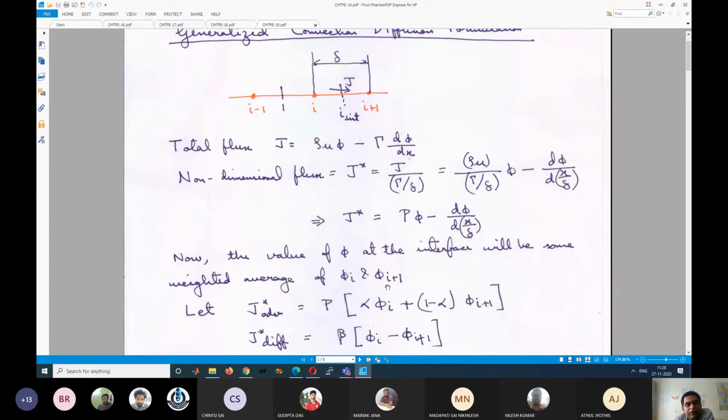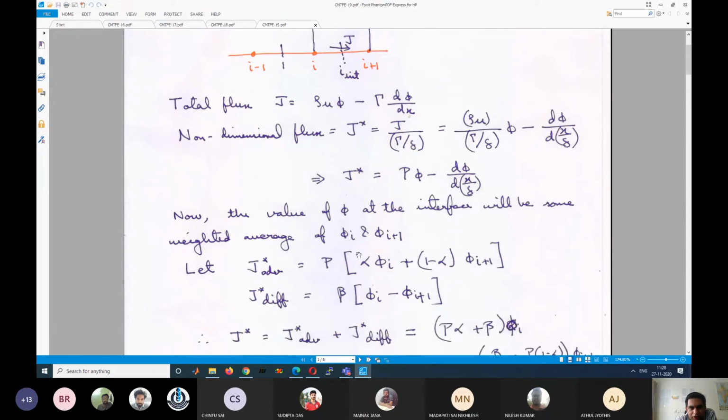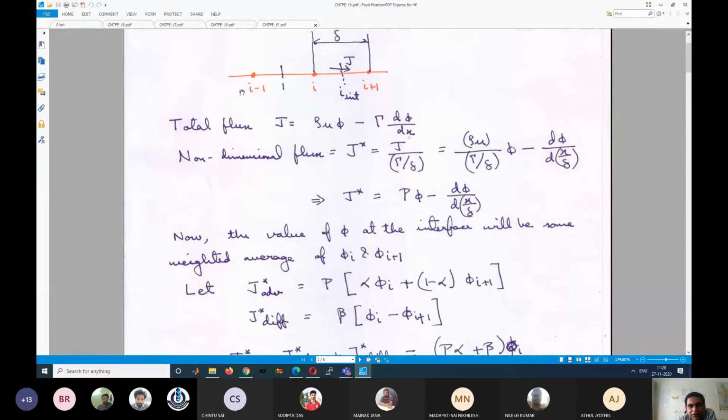We can take different weights, remember. For example, for the upwind scheme, the weight for the advective term was dominated by the upstream side, but the weight for the diffusive term was just the average of the two grid point values. So the advective term is P phi, with alpha phi I plus 1 minus alpha phi I plus 1, and the diffusive term should be some difference, right? Because it depends on the gradient. So we can write this as beta into phi I minus phi I plus 1.